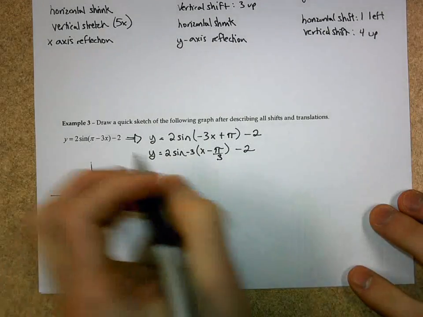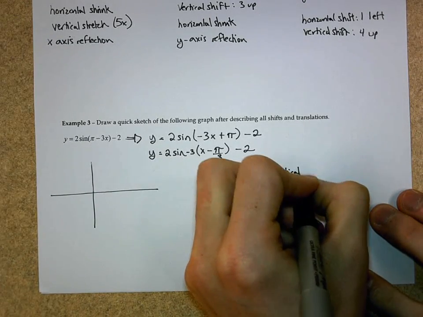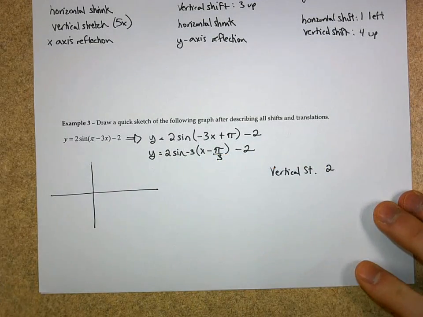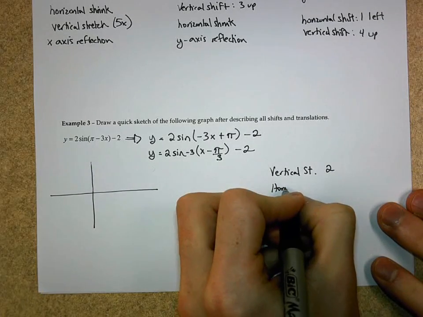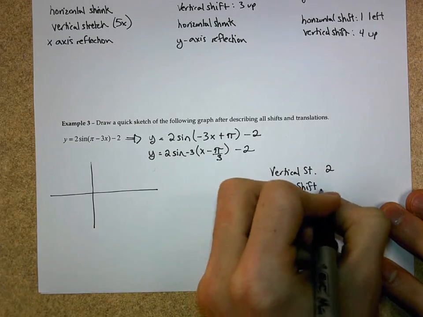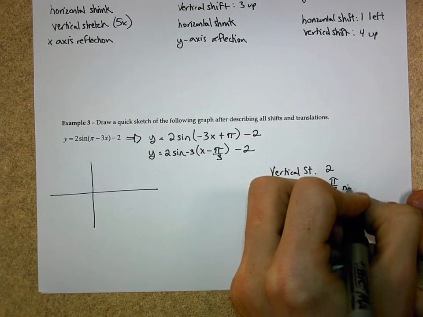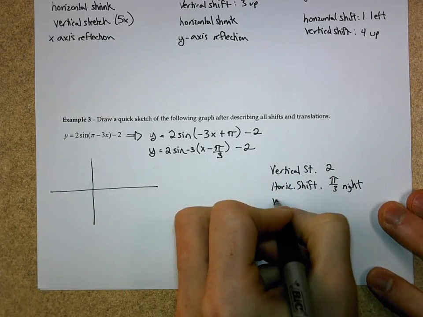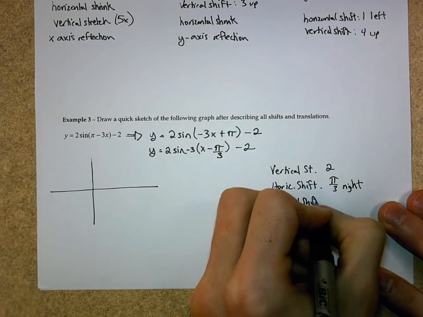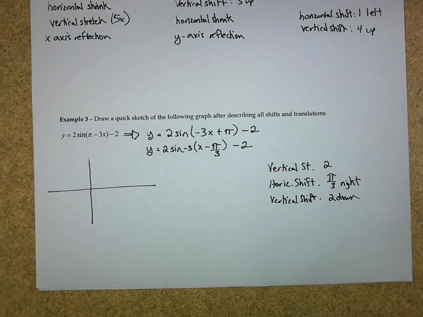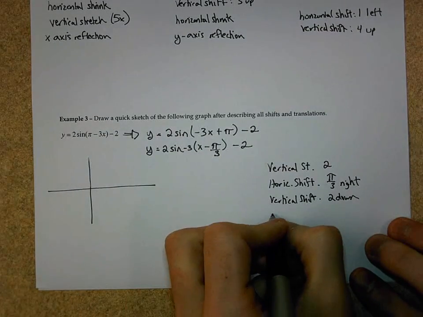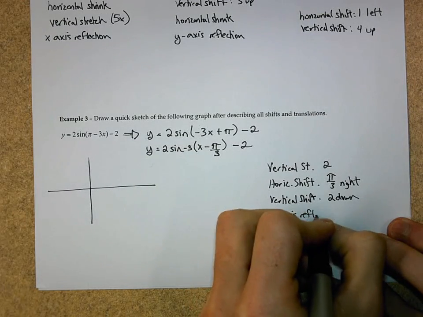This 2 in front is the amplitude, so we're going to have a vertical stretch of 2. We've got this pi over 3, which is a horizontal shift to the right of pi over 3. We've got a minus 2, which is 2 down, so a vertical shift of 2 down. We have a negative sign in front of the x, which is a y-axis reflection.